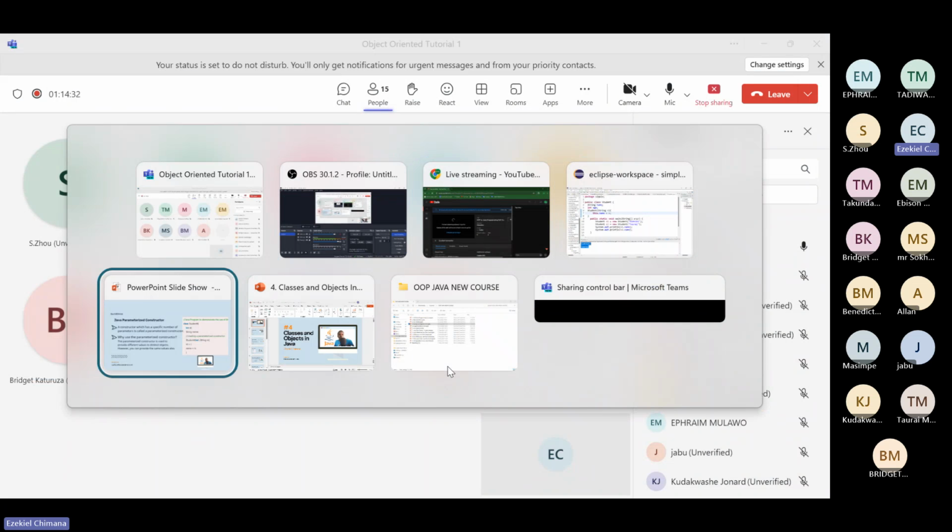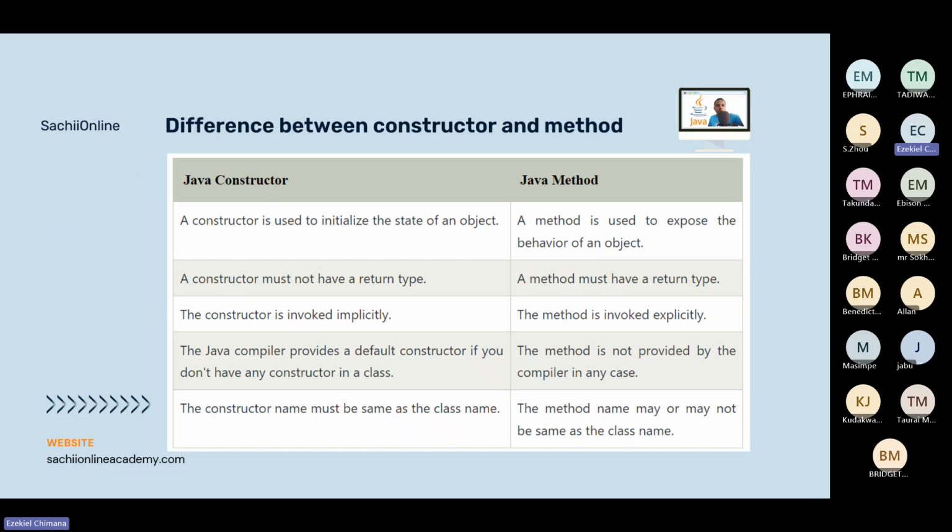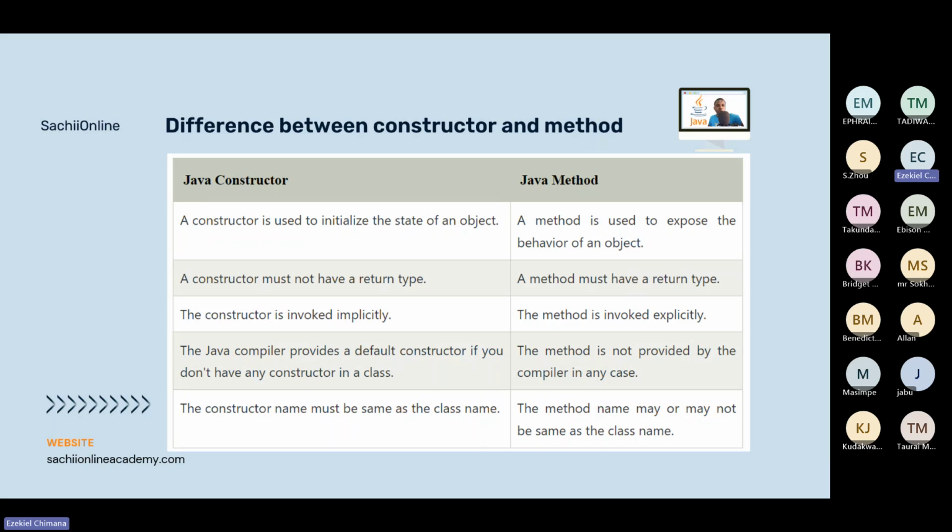There's something that I didn't tell you on constructors. Let's look at the difference between a method and a constructor. Remember, I've said a constructor is just like a method. It's just a method. So why are we differentiating it from a method? A constructor is used to initialize the state of an object, while a method is used to expose the behavior of an object. Remember, before I said a method is just the behavior of an object.